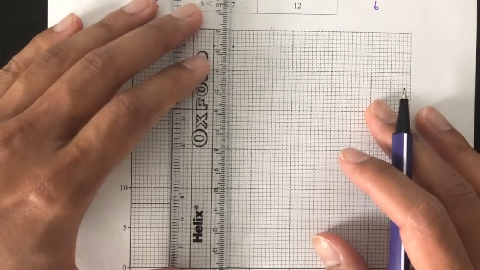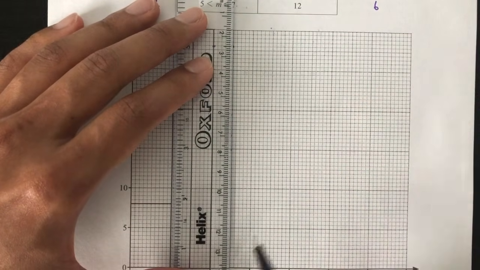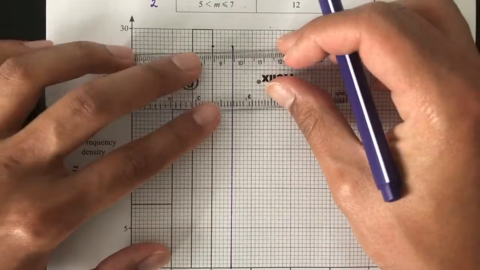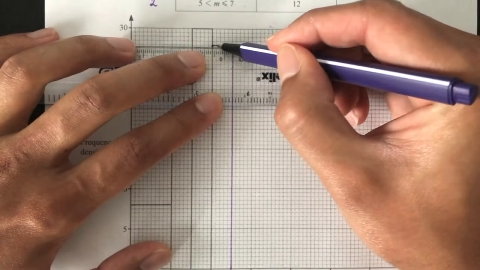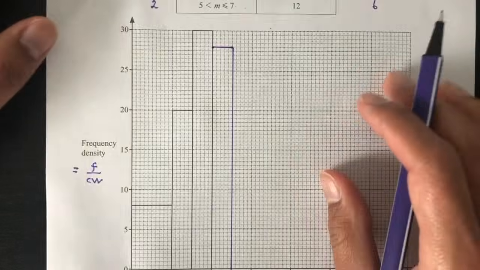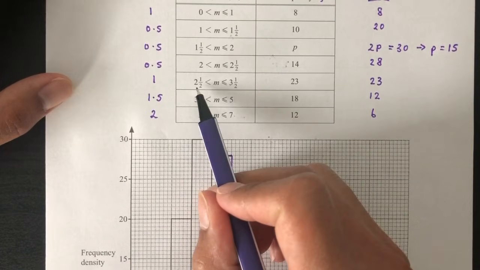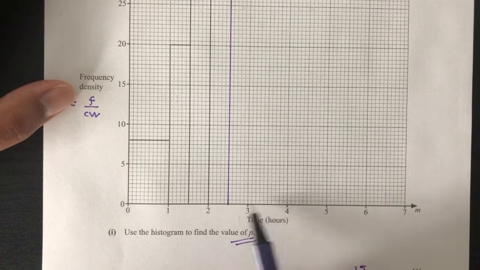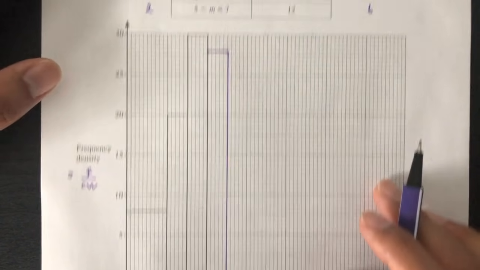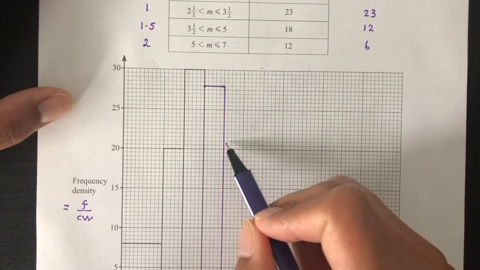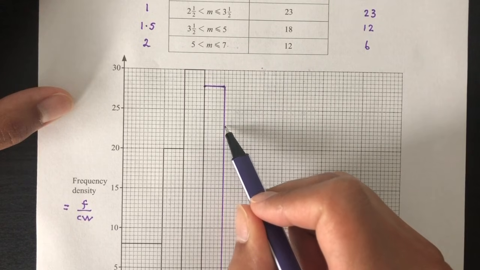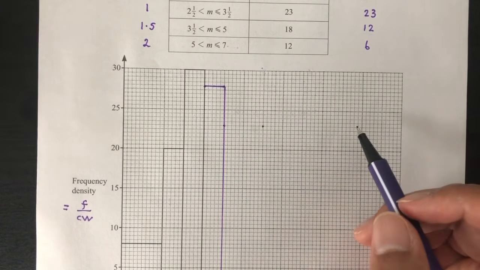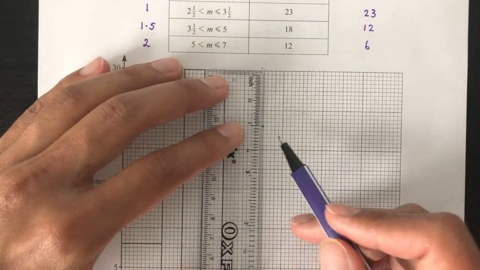So let's join the points. So that's the line connecting this one. And then for the next one, it will be 2.5 to 3.5. That will be 23. So 2.5 to 3.5, that will be 23. 1, 2, 3. That will be the points.